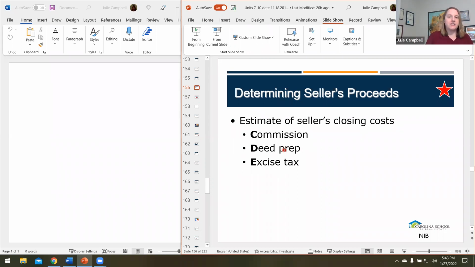In addition to CDE, the seller's responsible for any unpaid mortgages, any unpaid liens, delinquent taxes, right? They have to pay all of that, any money they owe on the property. They have to pay all of that before they get paid. So they pay everybody off, they pay CDE, and then they get whatever's left.